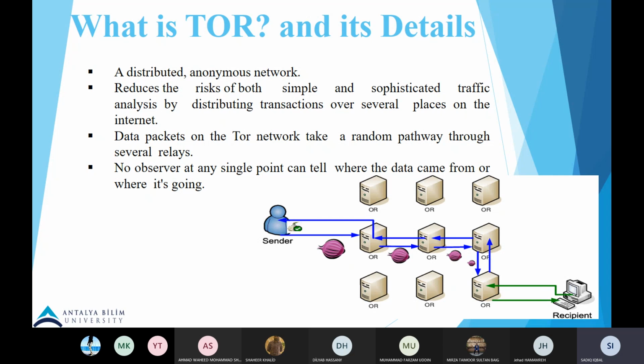So I think this is a very interesting and very convincing point of the TOR algorithm and technique.